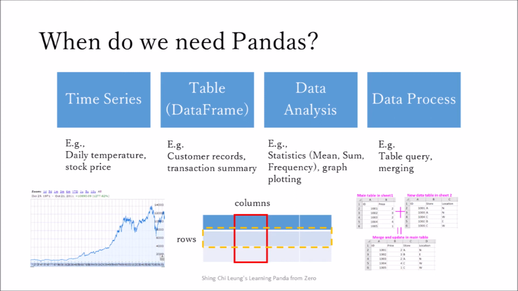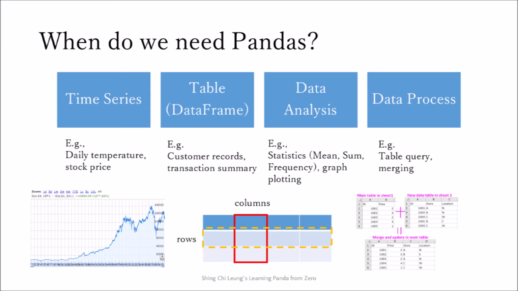First, when we want to analyze a time series. A time series can be, for example, the data of the daily temperature or the closing price of a stock. Second, when we want to process a table, or in the terminology of Pandas, a data frame. For example, the records of hundreds of thousands of customers in a company, or the transaction summary of a company in a year. In these scenarios, where the table is supposed to be very large, Pandas is able to handle this very efficiently.